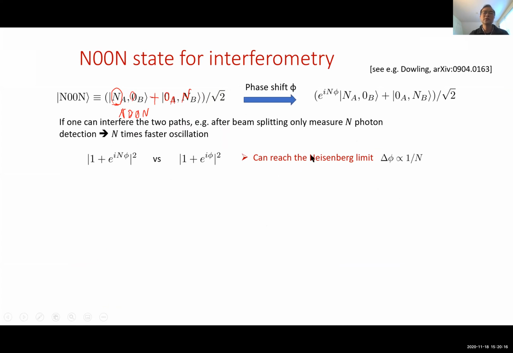So this means that the uncertainty would drop by a factor of n. So it would have a factor 1 over n here. So this can reach the Heisenberg limit.